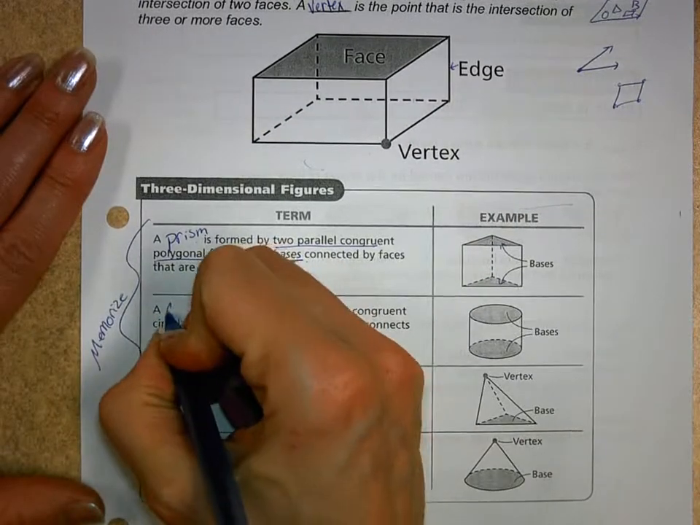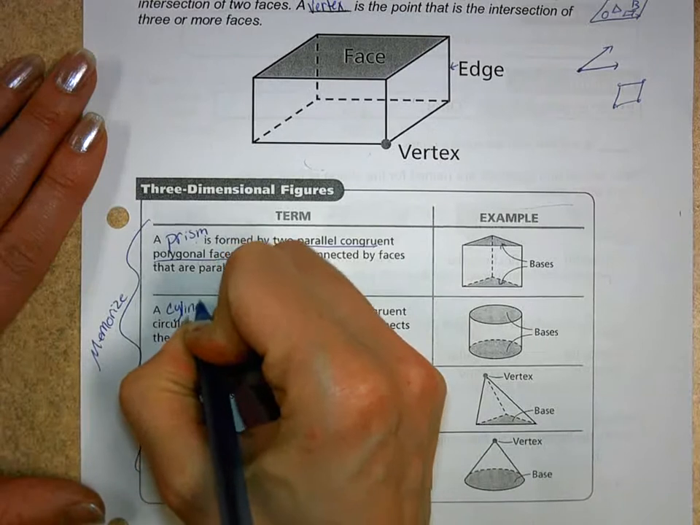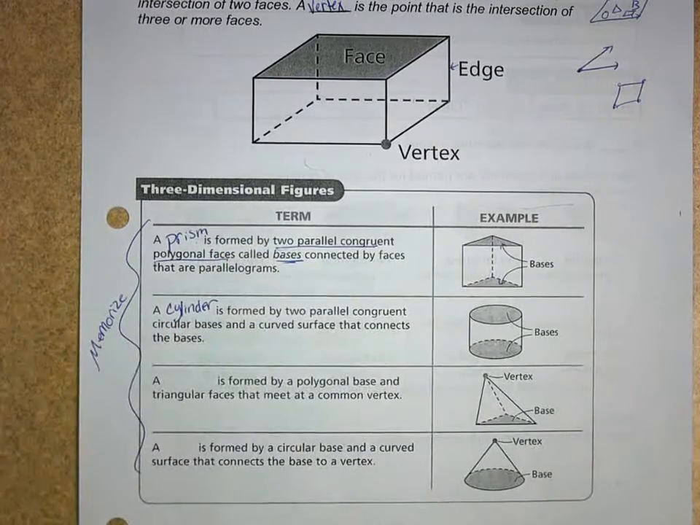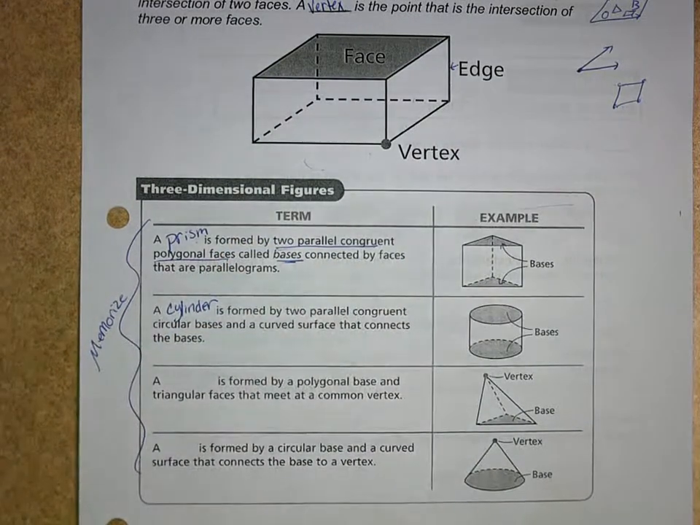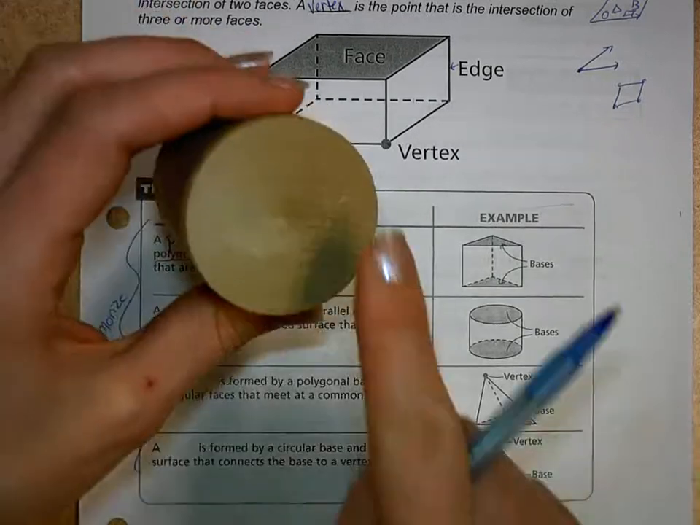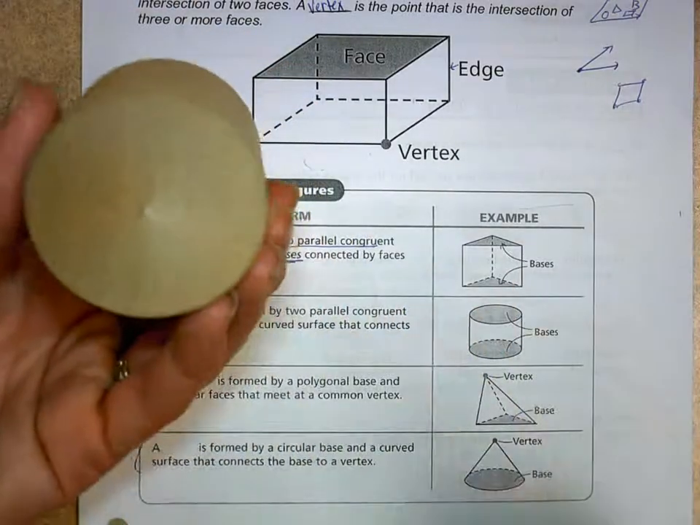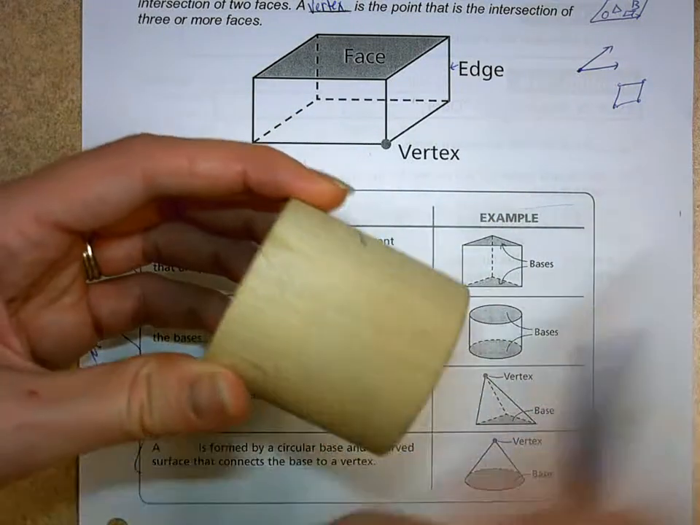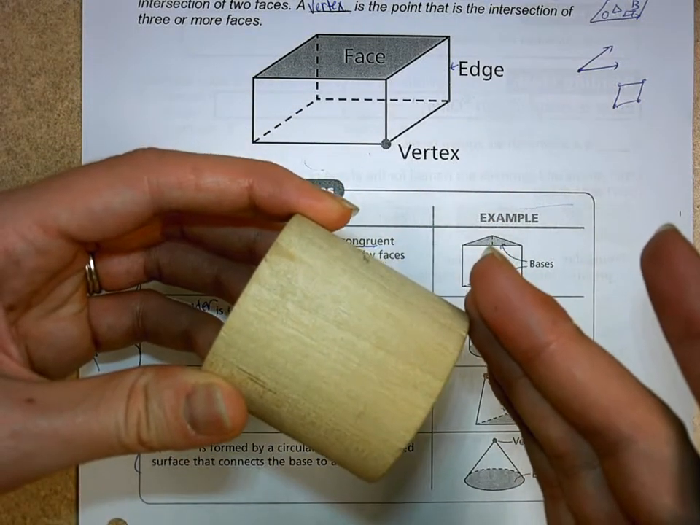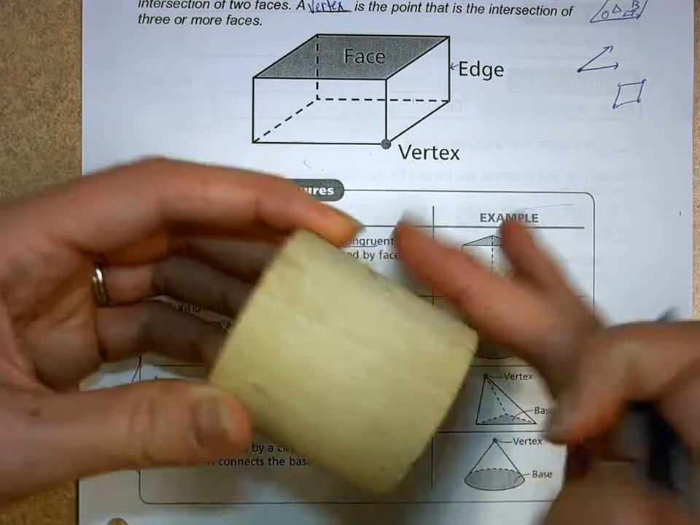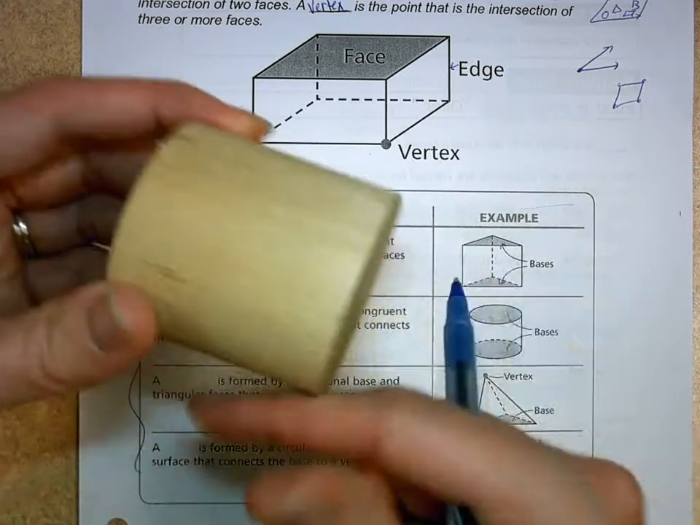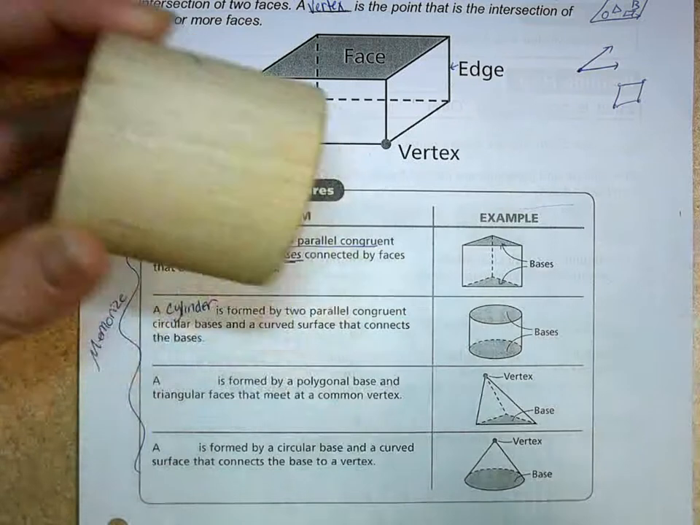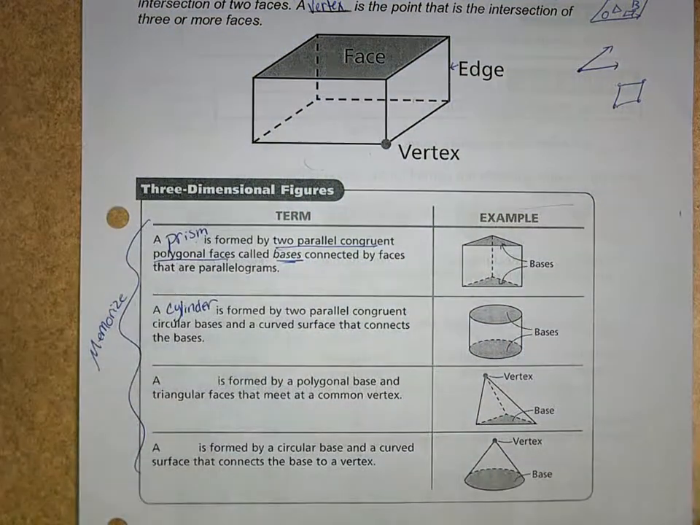Then the next one is a cylinder. Now a cylinder is basically a round prism. It has 2 parallel congruent bases. 1, 2. Same size, same shape. And then we have a curved surface, which is really called a lateral surface, that goes all the way around when you're working with it. So that would be our cylinder. Now just memorize 2 congruent circular bases.